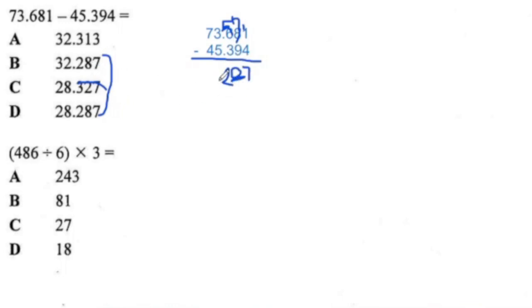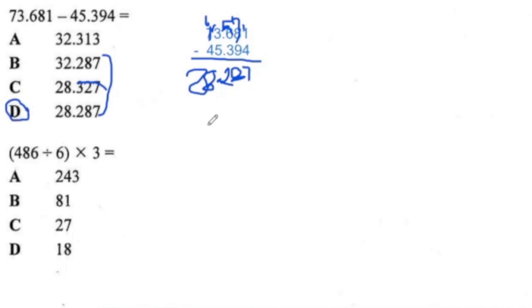Then we put the decimal point here. Then we say this one, it can't, we borrow 1 from 7, so we have 6 here, and here we have 13. So 13 minus 5 will give us 8. Then 6 minus 4 will give us 2, so we have 28. Okay, so the correct answer is D.